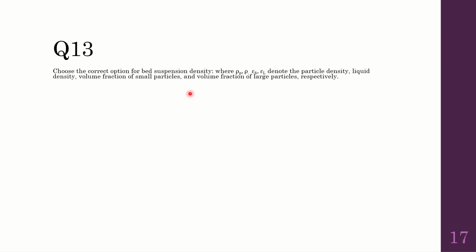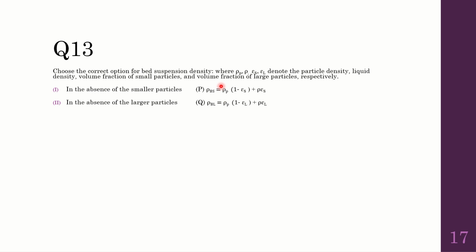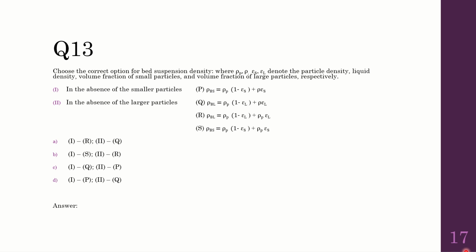In question 13, it is mentioned: choose the correct option for bed suspension density, where rho p, rho, epsilon s, epsilon l denote the particle density, liquid density, volume fraction of small particles, volume fraction of large particles respectively. Rho bs is the density in the absence of larger particles, rho bl in the absence of smaller particles. Option P, rho bs is equal to rho p into 1 minus epsilon s plus rho s epsilon s; Q, rho bl is equal to rho p into 1 minus epsilon l plus rho epsilon l. Option R, rho bl is equal to rho p into 1 minus epsilon l plus rho p into epsilon l. Option S, rho bs is equal to rho p into 1 minus epsilon s plus rho p into epsilon s. The options are R and Q, S and R, Q and P, P and Q. So think and then we will discuss.